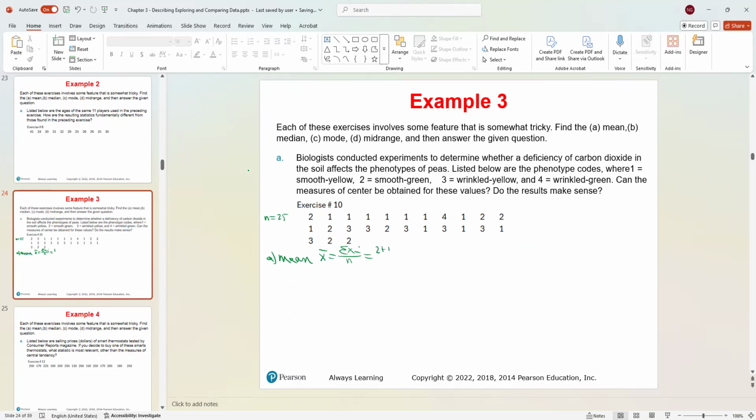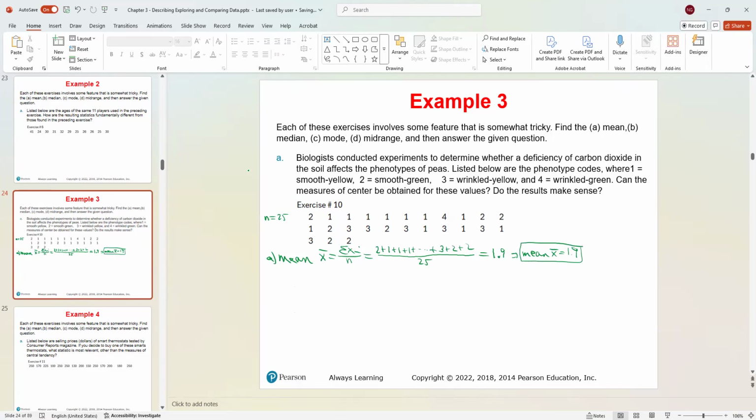Start with 1 plus 1 plus 1 plus 1, but you need to go all the way to the last data, like 3, 2, 2, divided by the number of data, which is 25. You add them, it takes time to add up all these data and divide by 25, and at the end, the answer would be 1.9. All right? So remember, we have our mean, x bar equal 1.9.